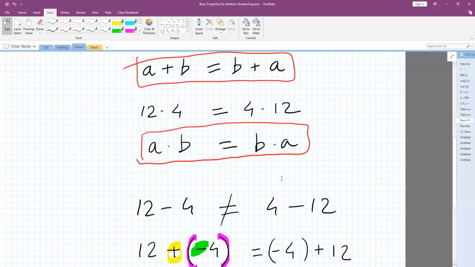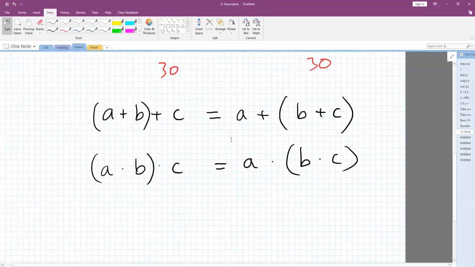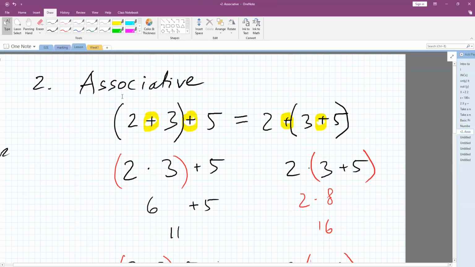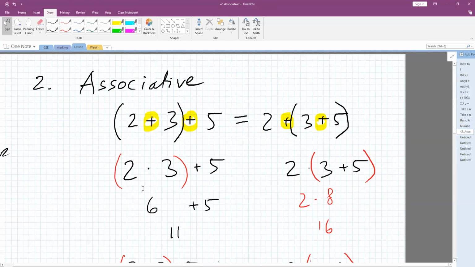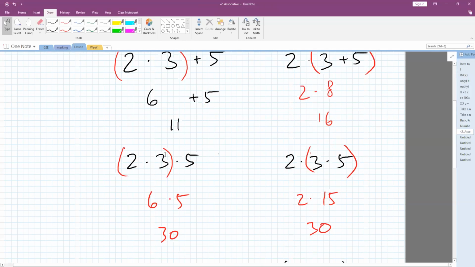Now, the second one is called the associative. Associative means you have more than 2 terms, but the calculations involved are the same level. So you have all of them addition, or all of them multiplication. What happens here is you just move the bracket. What if it's plus and minus, and multiplication and division?